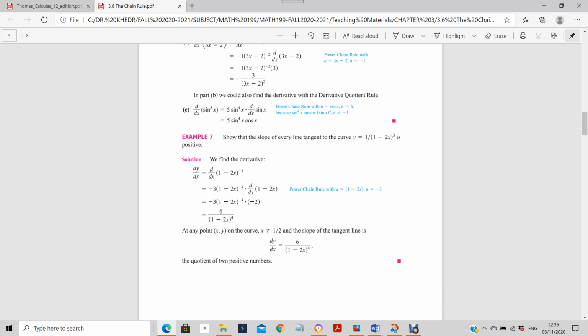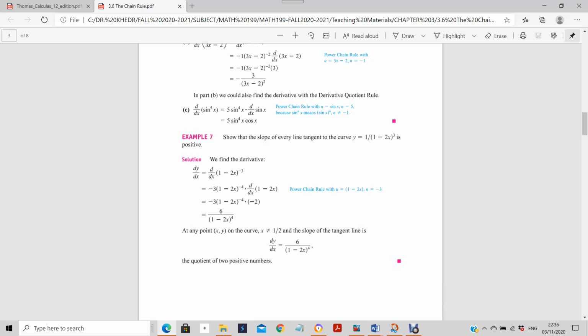So the derivative of this function will be the derivative of (1 minus 2x) to the power of minus 3. Again, we will use the outside inside. Hence, the derivative will be minus 3 multiplied by this bracket to the power of minus 4 multiplied by the derivative of 1 minus 2x. 1 minus 2x is the inside function, and its derivative is minus 2. So the final answer will be 6 divided by (1 minus 2x) to the power of 4.